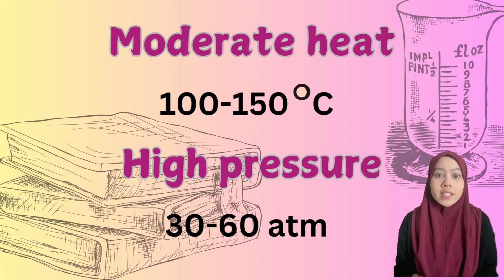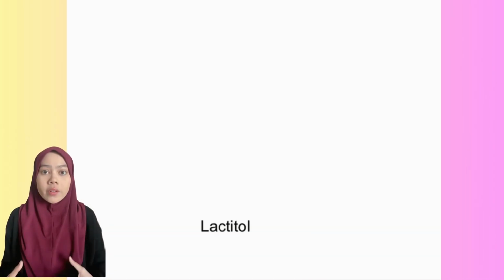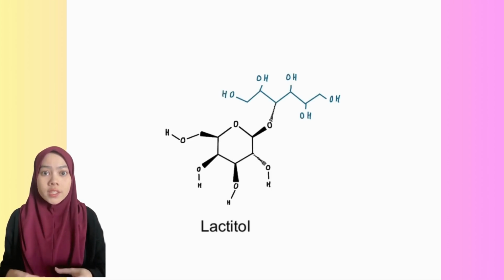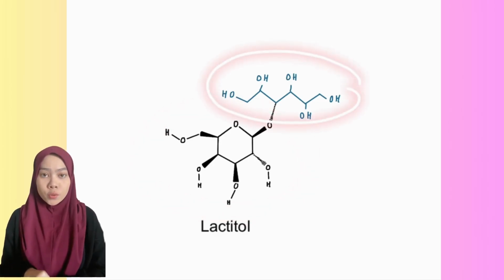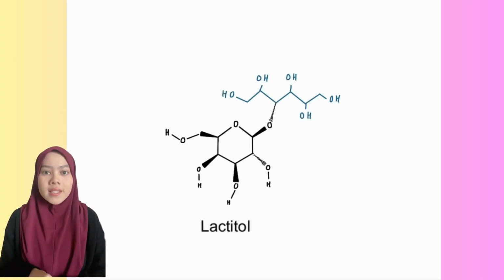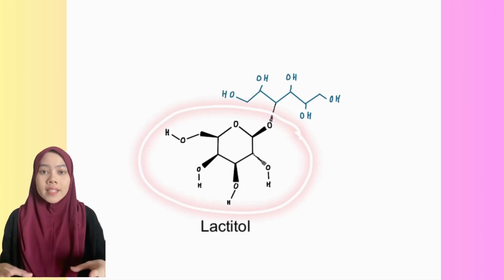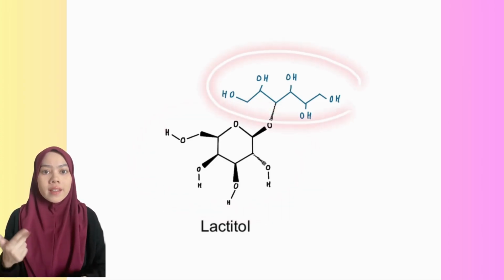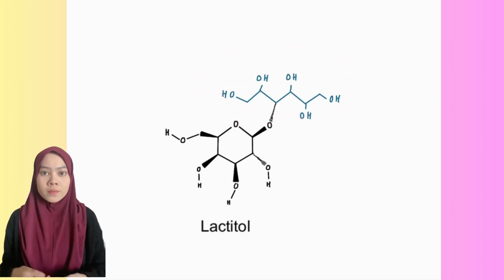The key chemical change happens in the glucose unit of lactose. The aldehyde group at the first carbon of glucose is reduced by hydrogen gas. This reduction converts the aldehyde group, CHO, into the primary alcohol group, CH2OH. The result is lactitol, a sugar alcohol where the structure of lactose remains largely intact except for the conversion of the aldehyde group in glucose. In summary, lactitol synthesis is a straightforward but fascinating example of catalytic hydrogenation. This combination of heat, pressure, and a catalyst transforms lactose into lactitol.